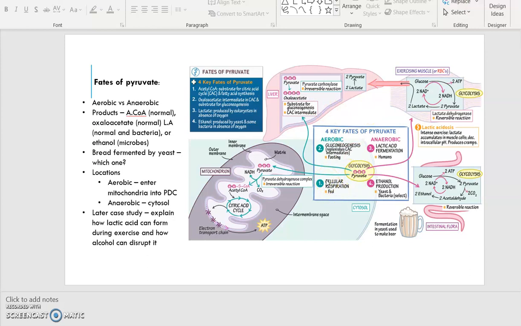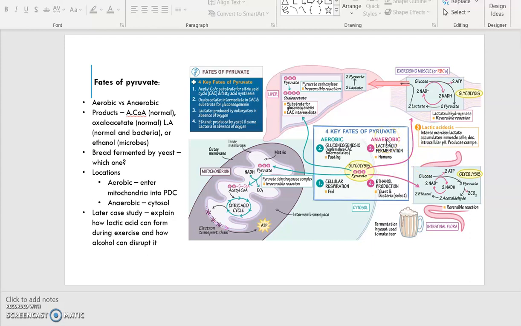The second fate is also under aerobic condition, where your cell is fed, meaning that you are not under fasting condition. If fasting, of course you need to produce glucose, right? But if you don't have to produce glucose, it will enter into mitochondria and produce energy through the TCA cycle. So the second fate is actually the production of acetyl-CoA.